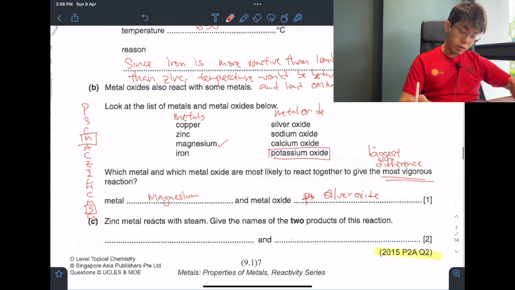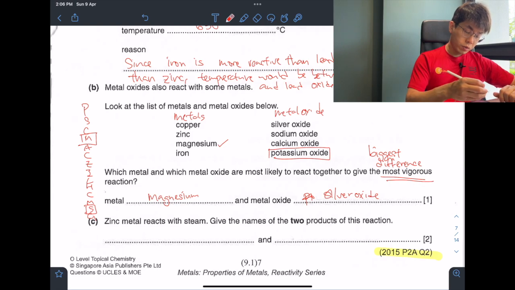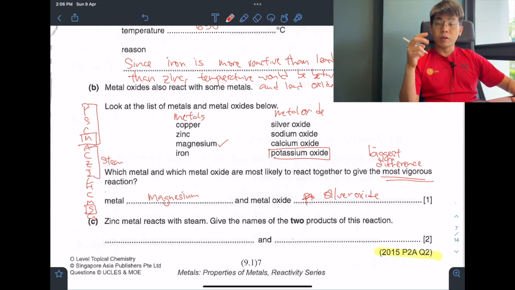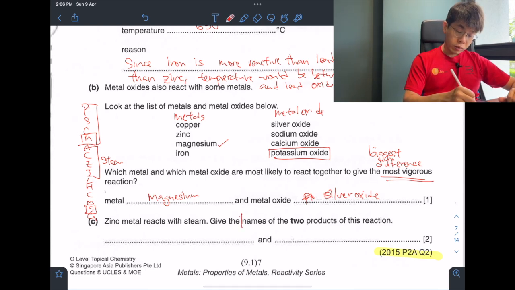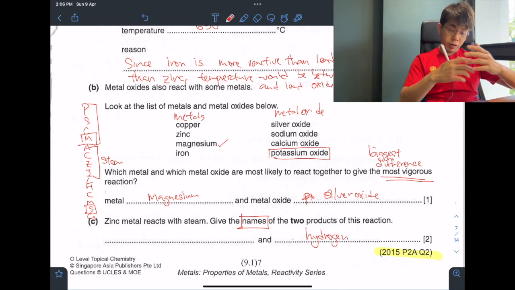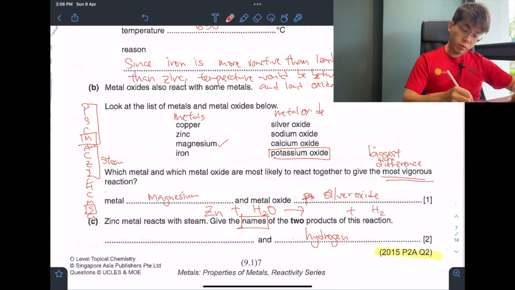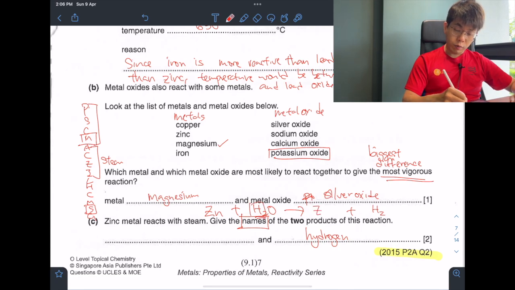Alright, part C. Zinc metal reacts with steam. So what are the names of the two products? So most of us know, we know that hydrogen is supposed to be there. Okay, so this is a displacement reaction. So we have zinc, and then we have water, which is steam, and we are sort of displacing the hydrogen, so the hydrogen comes out. So what is the other product? So if you displace the hydrogen, the zinc will form zinc oxide. So the other product here would be zinc oxide.